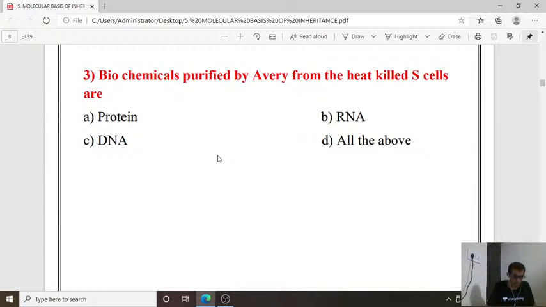Then the third question, if you have any doubt you can ask, okay. The third question: biochemicals purified by Avery from the heat killed S cells are which one? Avery did the continuation of Griffith's experiment, and he collected biochemicals from the heat killed S strain of Streptococcus pneumoniae. So the answer for this question is D, all the above, because we got protein, RNA and DNA. So the answer is D for the third question.